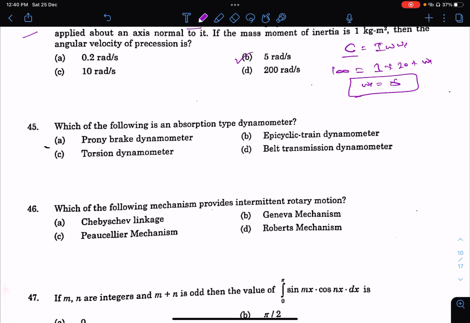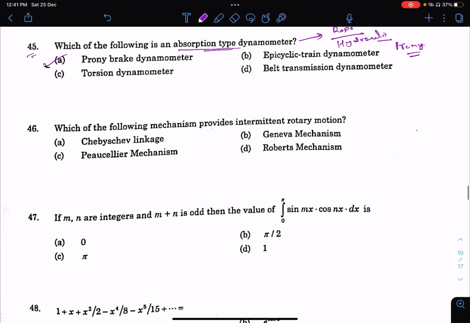Which one of the following is an absorption type dynamometer? Question number 45. For absorption type dynamometer, there are three types of brake. First is rope, second is hydraulic dynamometer, then third is Prony type. So this is an absorption type dynamometer. So the correct answer is A, Prony brake dynamometer.